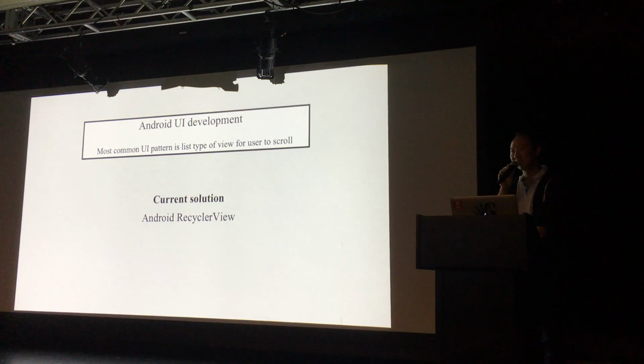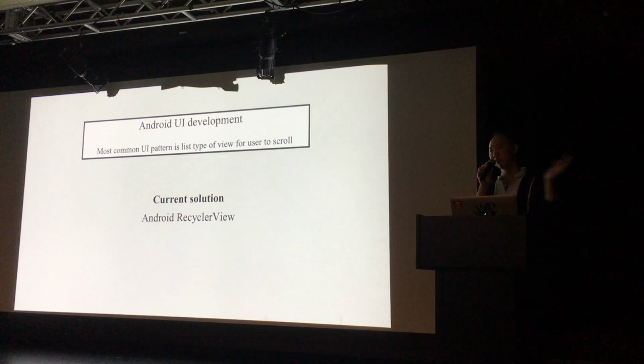So let's talk about Android UI development. The most common UI pattern we see is a list type of view, scrolling either left to right, or top to bottom, or bottom to top. A common solution that the Android space offers is RecyclerView. I'm pretty sure most of you use RecyclerView for your app. iHeartRadio also uses RecyclerView for listing our live stations, artists, songs, or podcasts.